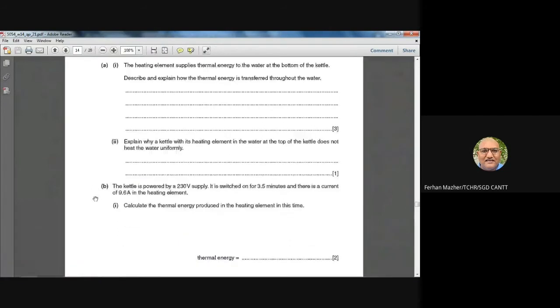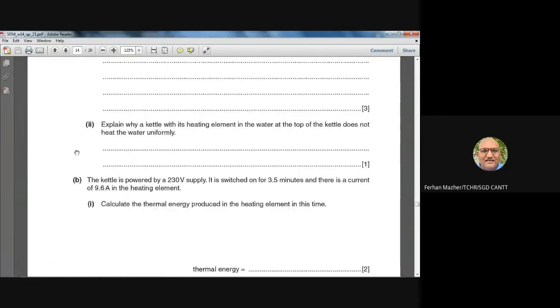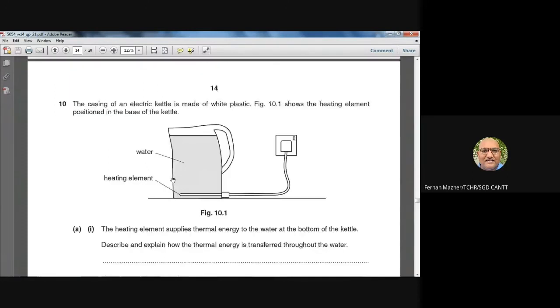Okay, the next part is on your screen. It says explain why a kettle with its heating element in the water at the top of the kettle does not heat the water uniformly. You see, the heating element is always put in the bottom of the kettle. His question is, if I put the heating element on the top of the kettle, why is this not a good idea? Because the convection currents move in the upward direction, the hot water moves in the upward direction. So if you have put the heating element in the top, the convection currents cannot be set up in the water. So the heat cannot be distributed.